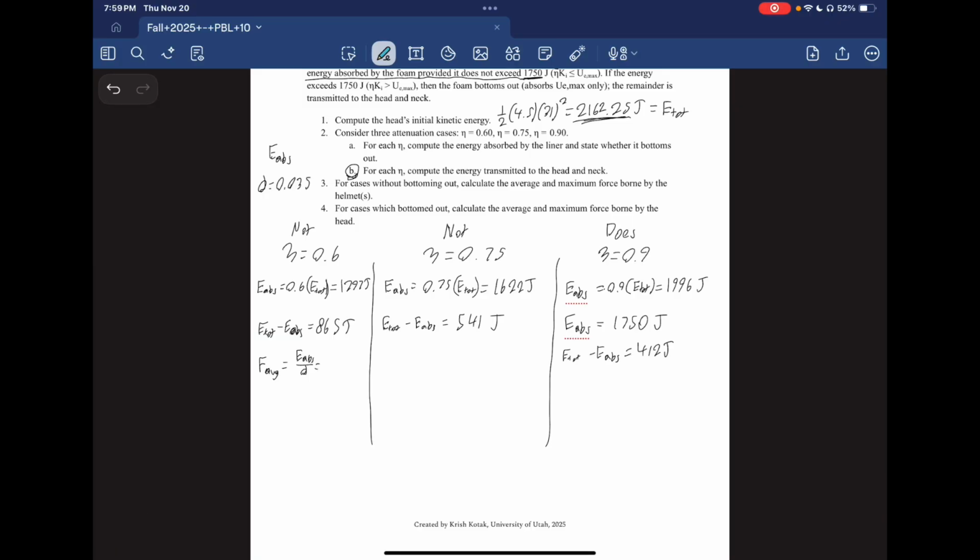So in this case, our average force, our energy absorbed 865 divided by 0.035, we get 3.71 times 10 to the fourth newtons. Over here, our average force, again, will be energy absorbed. Oh, I'm sorry. For this one, I said it was 865, but the absorbed energy is our 1297. So it's 1297 divided by 0.035. Over here, we have 1622 divided by our distance, 0.035.